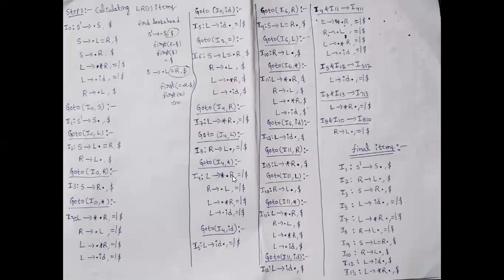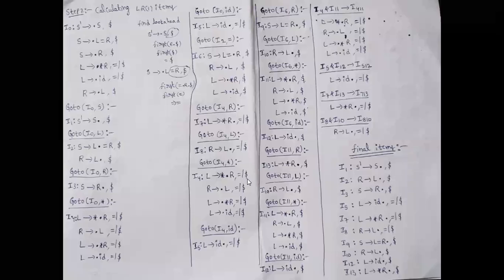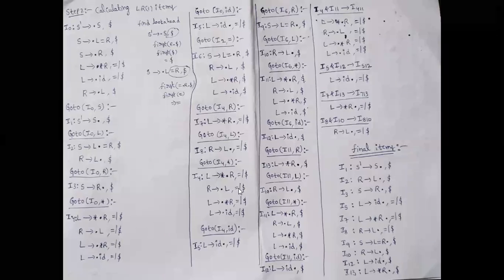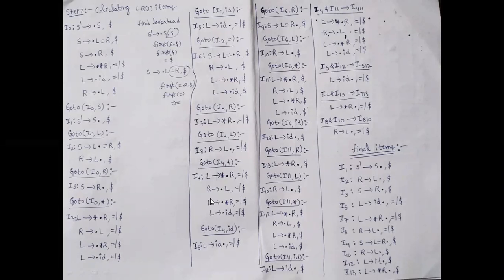After the dot we are adding the R production, and after R is there any terminal or non-terminal? There is no terminal, there is no non-terminal. So then find the first of equal to R dollar, that becomes equal to and dollar. We are adding this one, and after the dot we have capital L, so then we add the productions of capital L: L produces dot star R, L produces dot ID. Then what is the first of this one? First of equal to R dollar becomes equal to R dollar.